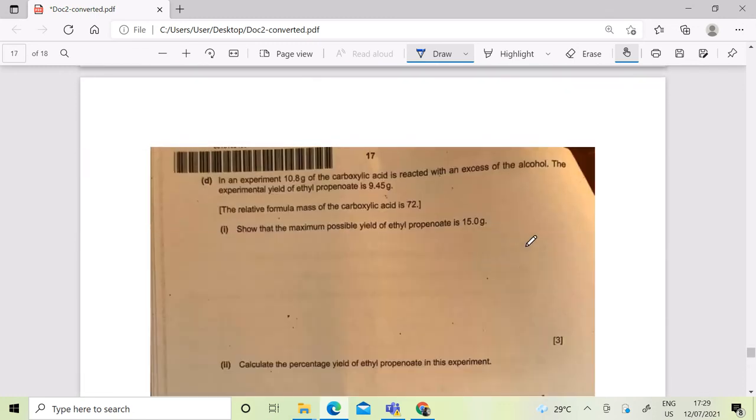Next part. In an experiment, 10.8 gram of carboxylic acid is reacted with excess of ethanol. The experiment yields ethyl propanoate, 9.45 gram. Relative formula mass of carboxylic acid is 72. Show that the maximum possible yield of ethyl propanoate is 15 gram.